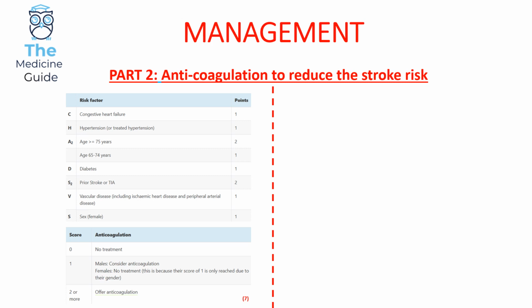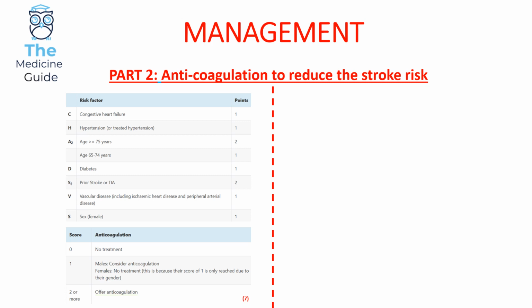If you have a look at the top, you can see the mnemonic for CHADS-FAST, and after completing the CHADS-FAST score, we need to interpret whether or not we need to give the patient anticoagulation. If their CHADS-FAST score is equal to 0, no treatment is needed. If the score is equal to 1, in men we can consider anticoagulation, and in females no treatment is needed. However, if the score is greater than or equal to 2, then we must offer anticoagulation to both men and women.